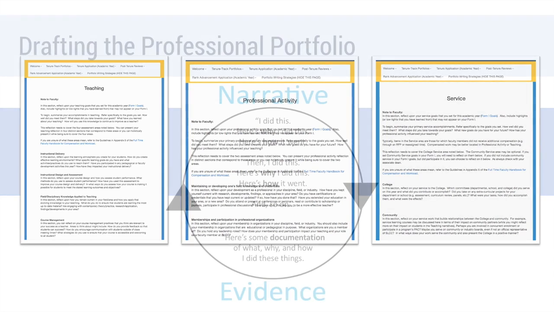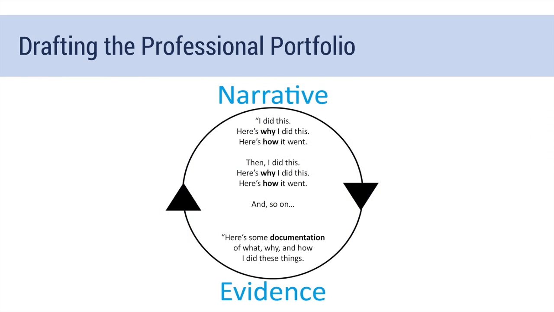The fourth video will present specific writing strategies to develop a strong professional portfolio. The most fundamental strategy, however, is to use narrative and evidence throughout your portfolio. Narrative is telling the story of your work. It explains your thinking behind your decisions, how things went, and how you might adapt or revise your work in the future. Evidence provides documentation of your work and provides a reference for readers to more fully understand what you are discussing.